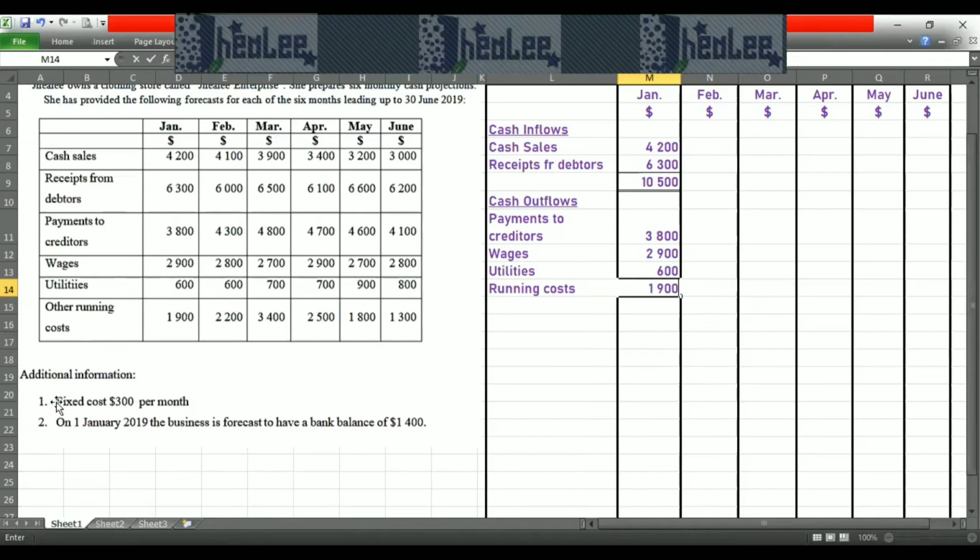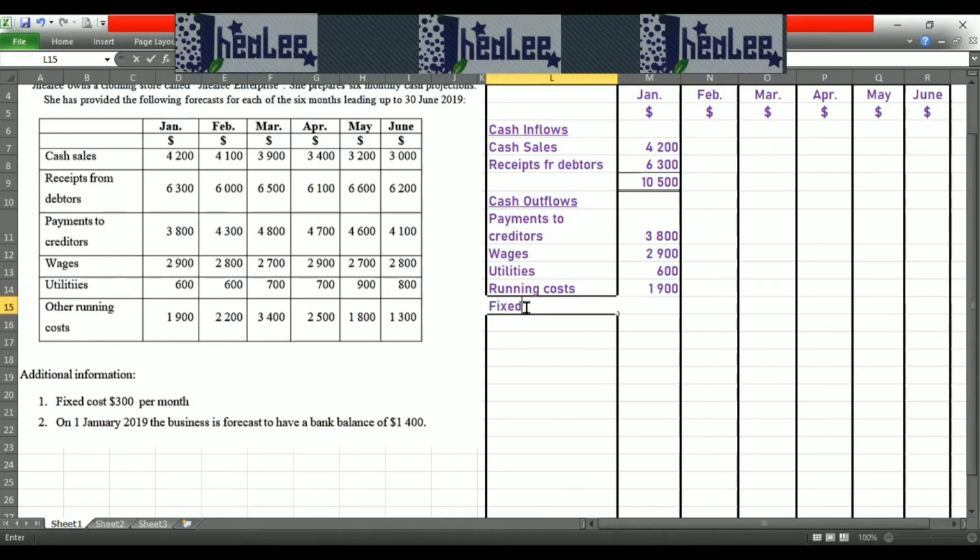So we have listed all the outflows from the table for January, but additional information provided is that each month there's a fixed cost of $300. This fixed cost is also an outflow, so we're going to make that recording in the projection. Fixed cost 300, and that is 300 per month. So you're going to find that this fixed cost will be running across the other months as well.